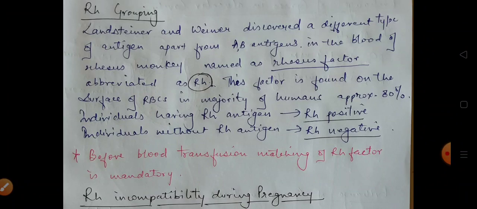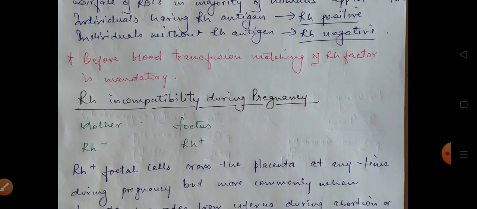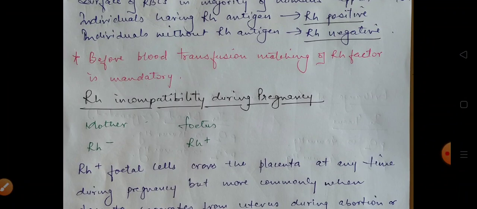This factor is found on the surface of RBCs in the majority of humans, approximately 80%. Individuals who have the RH antigen are said to be RH positive, and individuals without the RH antigen are said to be RH negative. Before blood transfusion, matching of RH factor is mandatory, because if this factor is not matched, then it may lead to serious complications or even death of the receiver.